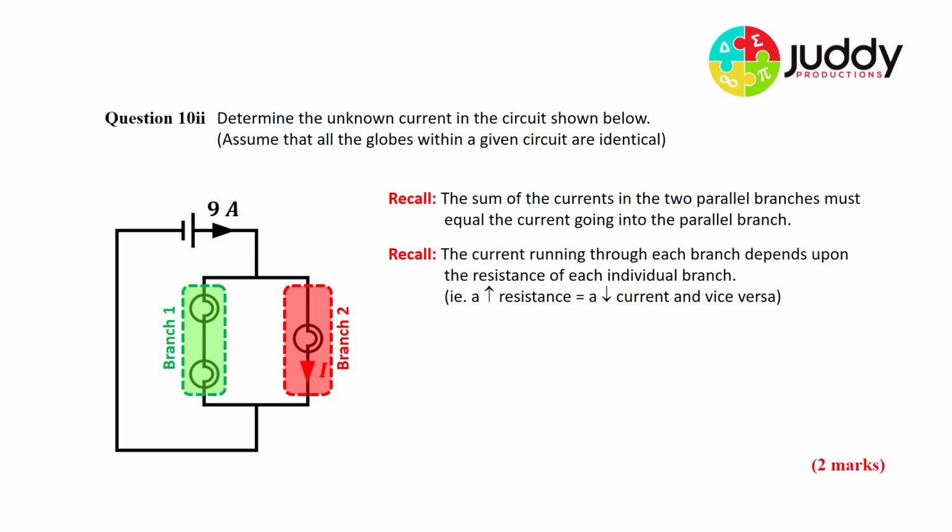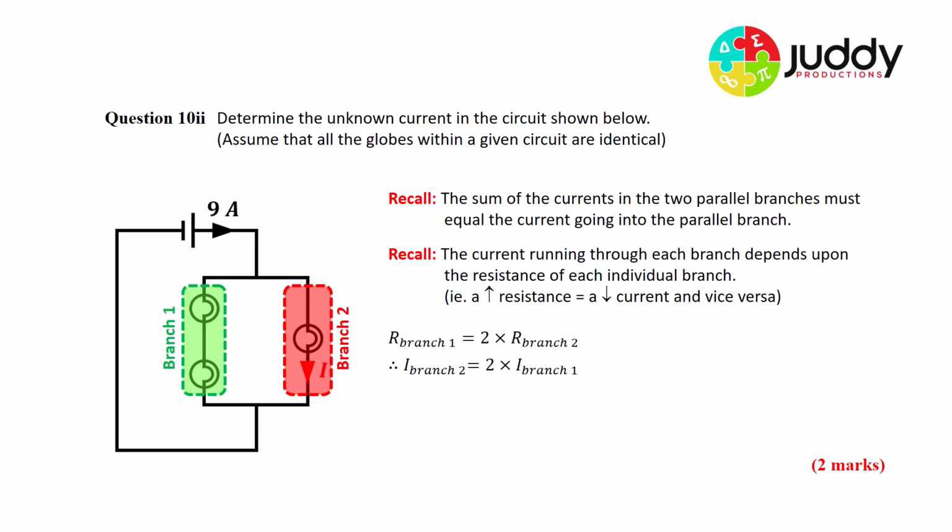So our second point on our recall, the current running through each branch depends upon the resistance of the individual branch. Branch 1 has double the resistance of branch 2. Accordingly, it will only get half the current to that of branch 2. So there's going to be a 2-to-1 ratio of current here. Twice as much current will go through branch 2 because it only has half the resistance of branch 1. So the resistance in branch 1 will equal double that of branch 2. Therefore, the current in branch 2 will be twice that of the current in branch 1.